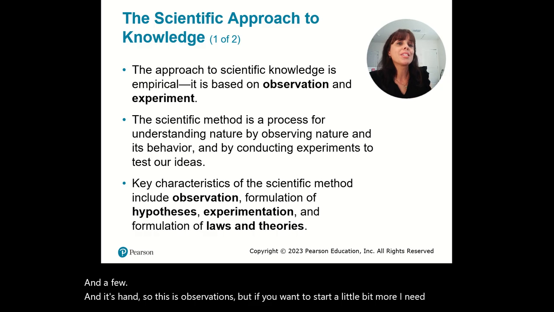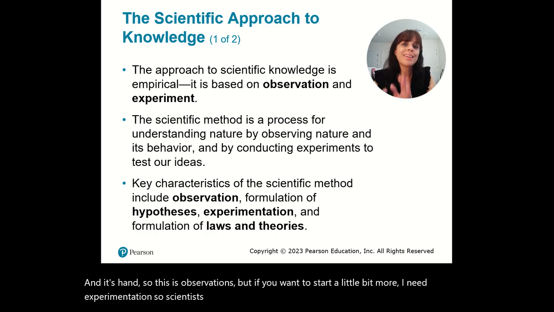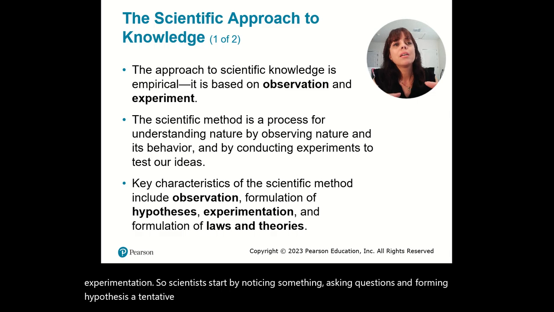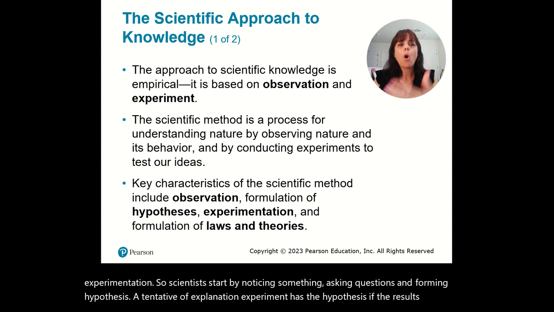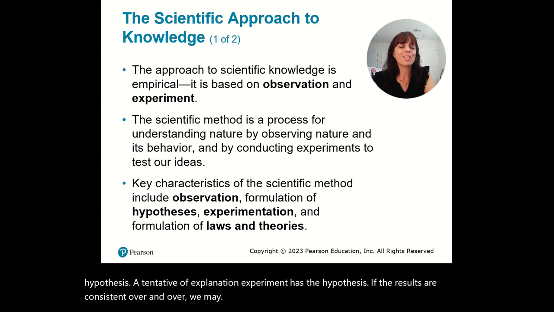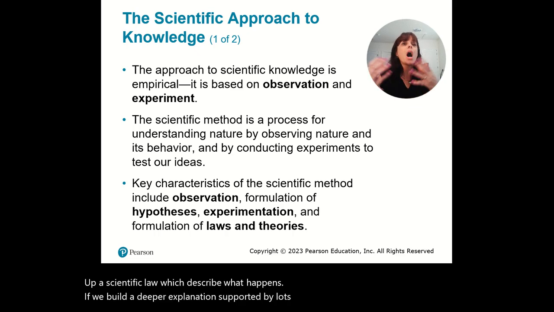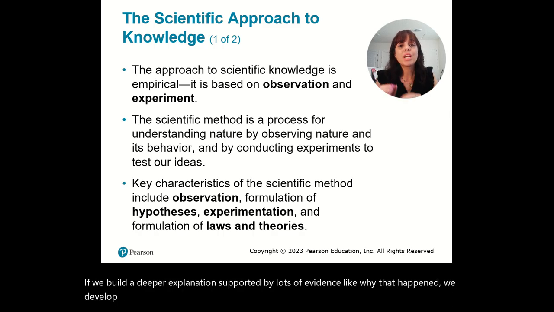So scientists start by noticing something, asking questions, and forming hypotheses, a tentative explanation. Experiments test the hypothesis. If the results are consistent over and over, we may develop a scientific law, which describes what happens. If we build a deeper explanation supported by lots of evidence, like why that happened, we develop a scientific theory, which explains why something happens.